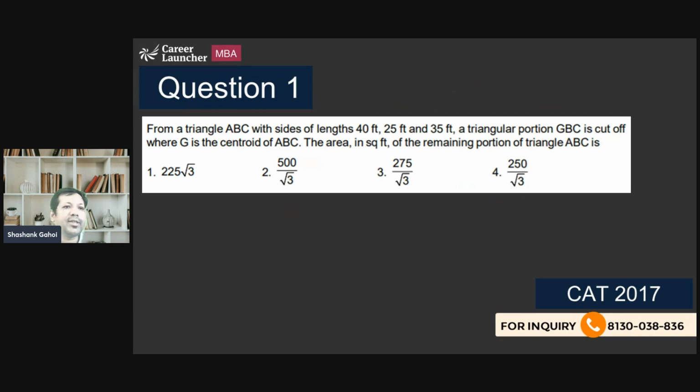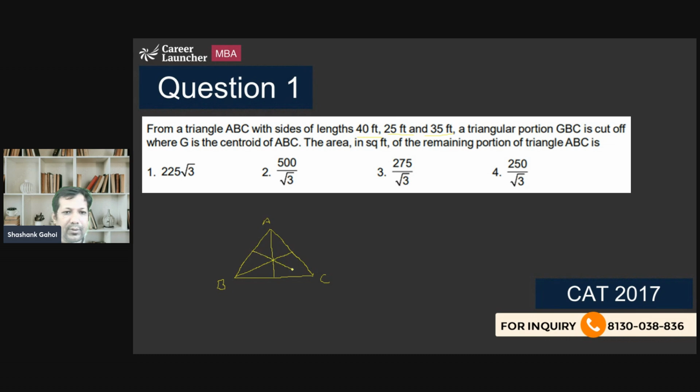Okay. So basically, what does it say? From a triangle ABC with sides length 40, 25, 35, a triangular portion GBC is cut off. So there is a triangle that is 40, 25, and 35. A triangular portion GBC is cut off. And it is talking about the area of remaining triangle. So this is A, this is B, this is C, and it is talking about centroid is G.